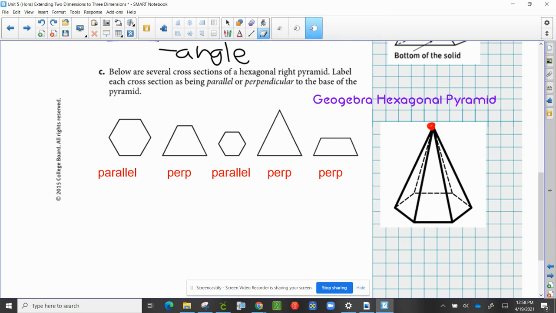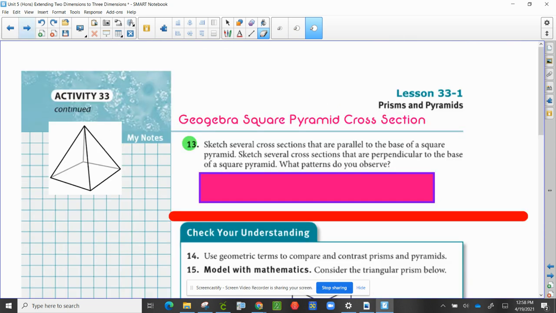Okay. So we're just going to wrap this up on the next page, and you guys are going to do question 13 for me, where it says sketch several cross sections that are parallel to the base of a square pyramid. So I put a picture of a square pyramid here. Now, several cross sections that are parallel to the base. So think about what your base is. Go ahead and draw on several different types of cross sections that we could get from a square pyramid.